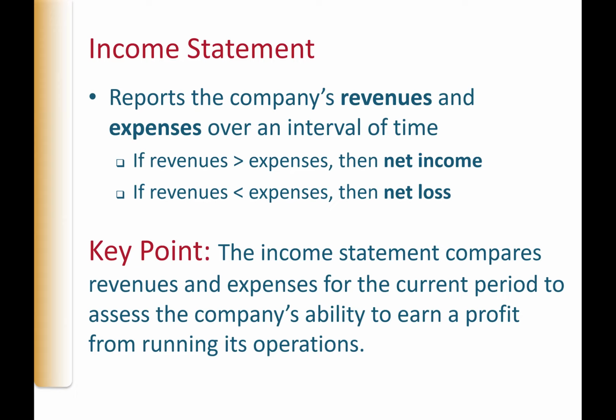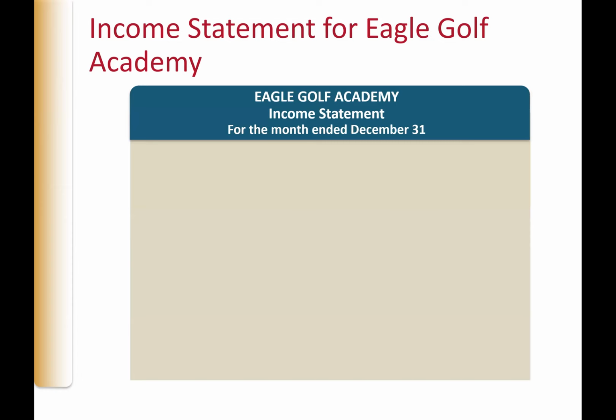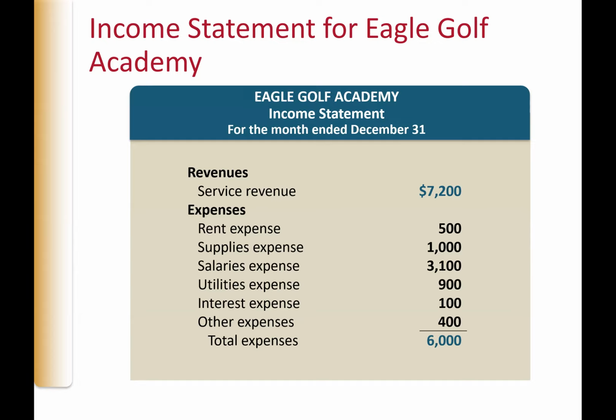So for the Eagle Golf Academy, you see their revenues are $7,200. They have all their expenses, and their net income is going to be their revenues minus their total expenses, or net income of $1,200.